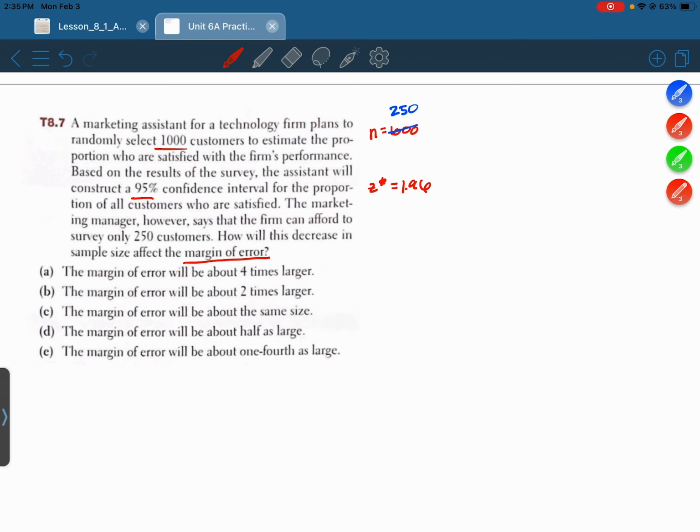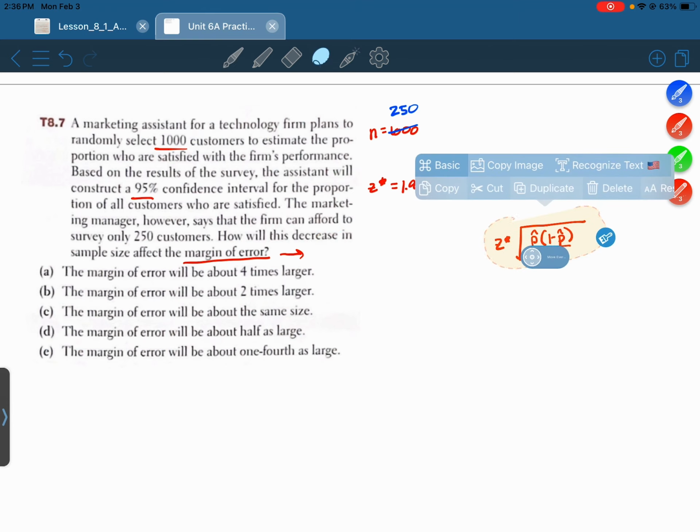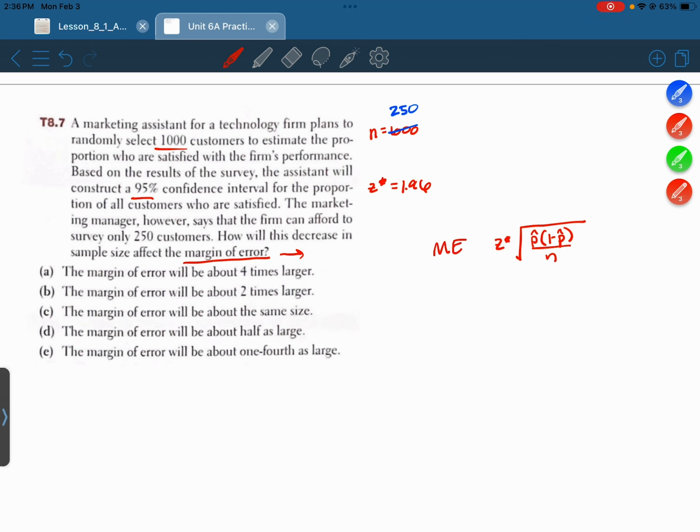All right, here's the formula for margin of error. It's the critical value times the standard deviation of p hat, the square root of p hat times 1 minus p hat over n. Actually, let me just write it all out over here. Margin of error equals that. So let's compute it using n equals 1,000 and then n equals 250, and just do a side-by-side comparison. So this will be 1.96 times the square root of something over 1,000.